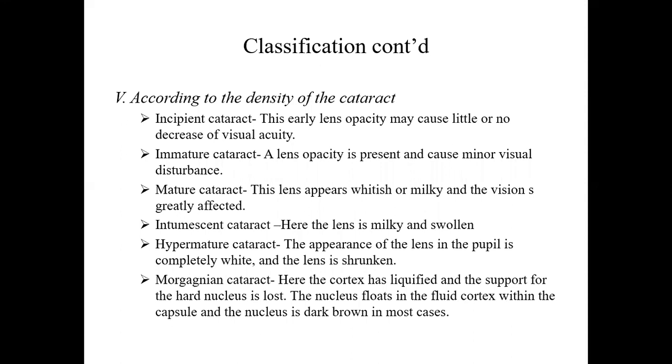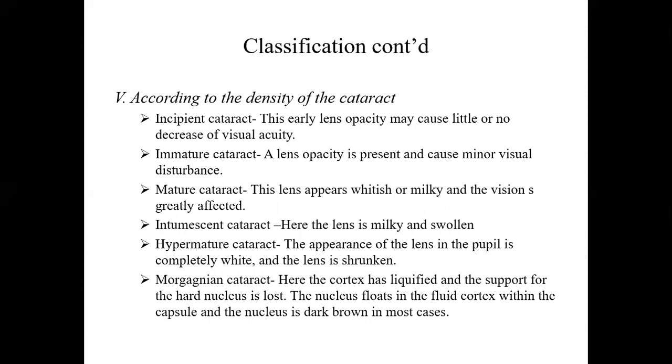When the cataract appears whitish or milky and the vision is greatly affected, this time we call it mature cataract. No option, just go to theater. Mature cataract can be intumescent. Here the lens is milky and swollen. It can be milky, appearing whitish but not swollen. But when it is swollen, we call that intumescent cataract.